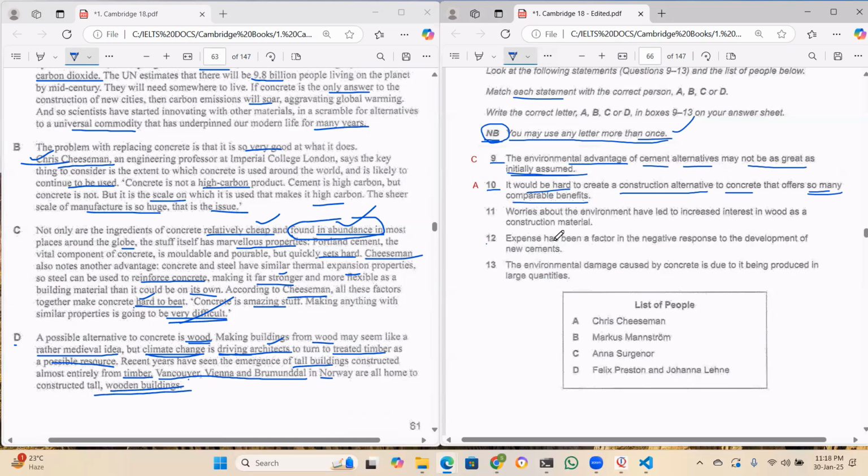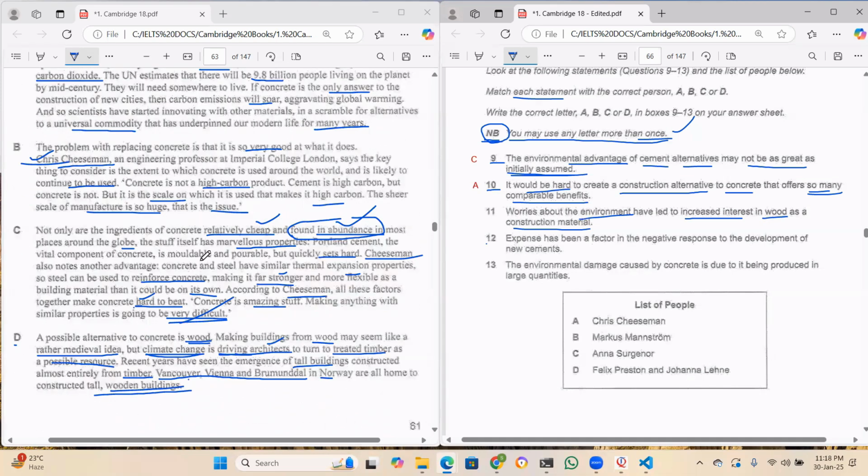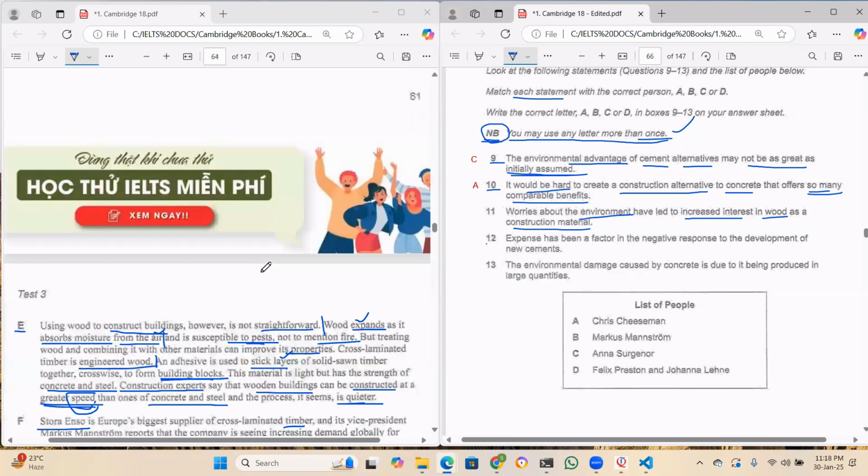Next question, 11th one. Worries about the environment have led to increased interest in wood as a construction material. So because of the environment, it had led to increased investment in wood. That's what someone says. Who was that? Let us see. So this is what Cheeseman said. Okay.